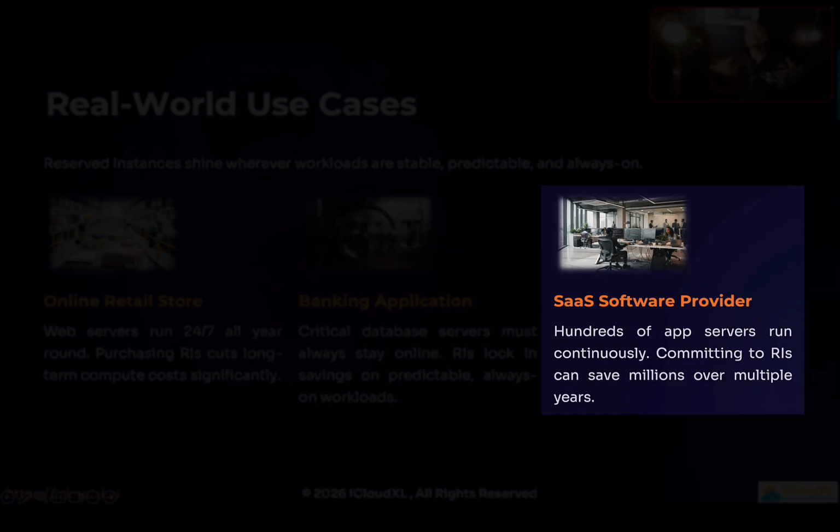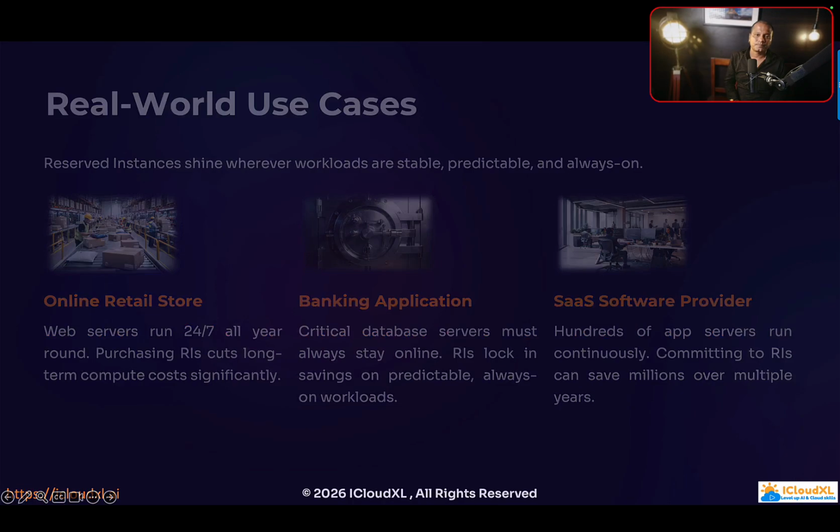Then let's say you are running your SaaS applications. For the SaaS, software as a service applications, you are running hundreds of EC2 instances, and you know at least 60 to 70 EC2 instances you're going to run continuously for a 1-year or 3-year commitment. So you go for reserved instances for those EC2 instance types and you save the bill.